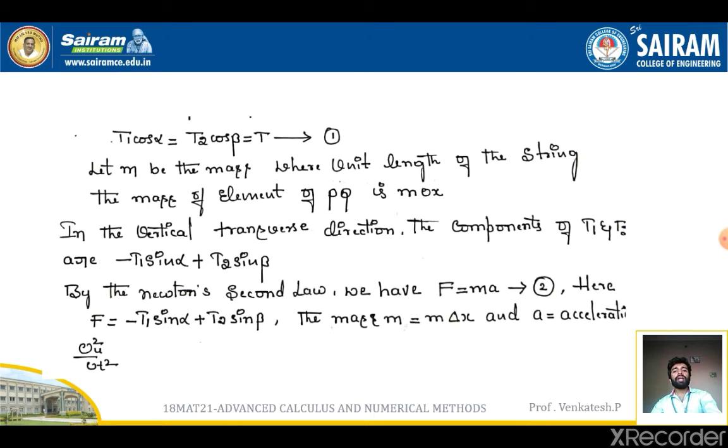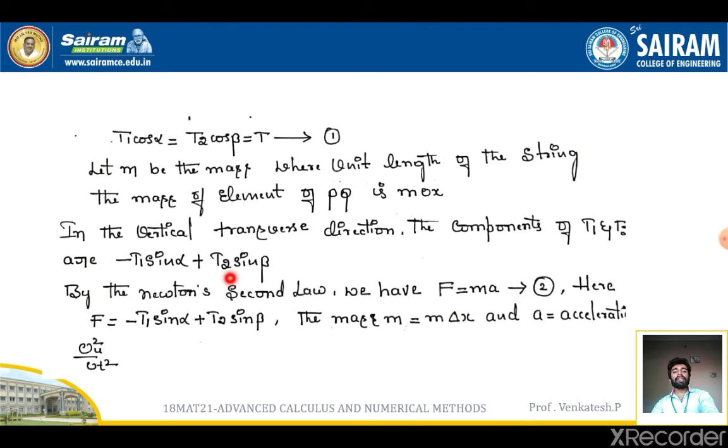In the vertical transverse direction, the components of T1 and T2 are minus T1 sine alpha plus T2 sine beta. I am going to call this equation number star, because I am going to use this equation to derive the one-dimensional wave equation.